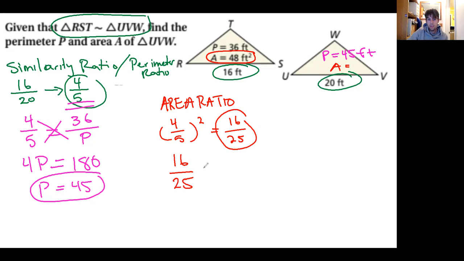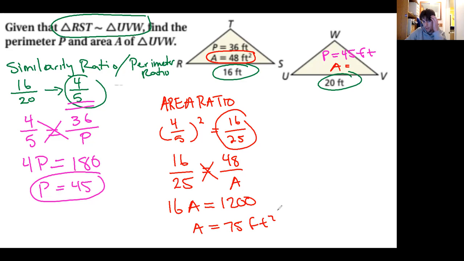16 to 25 is equal to 48 to A. It's important that we keep consistency. The 16 goes with the smaller figure. The 25 goes with the bigger figure. So 48, smaller figure, A, bigger figure. Matter of solving this, cross multiplying, 16A equals 1200, divided by 16. The area here is equal to 75. 75 feet squared. That is our area.